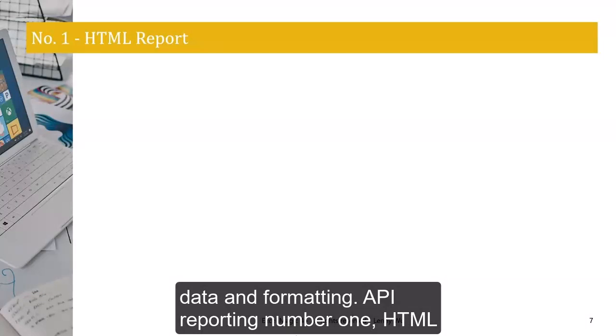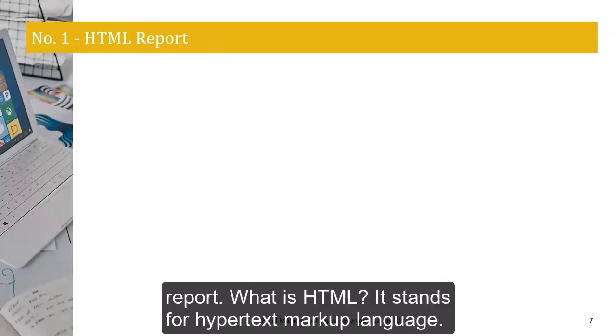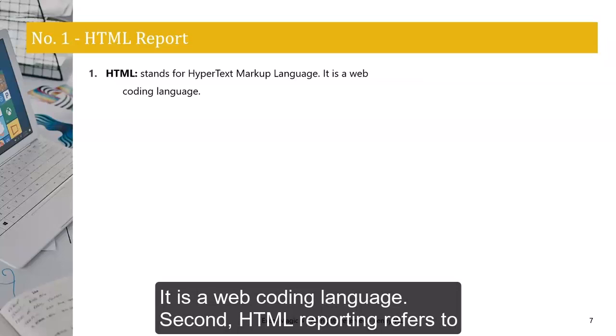API reporting number 1. HTML report. What is HTML? It stands for Hypertext Markup Language. It is a web coding language.